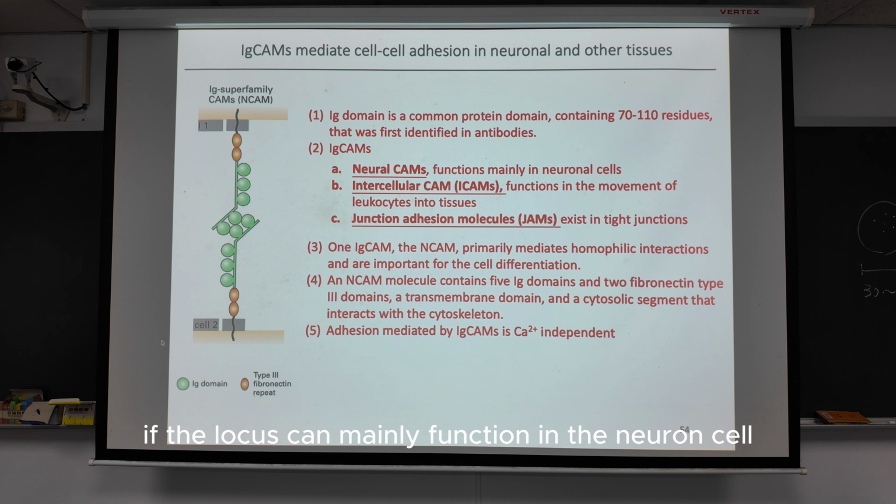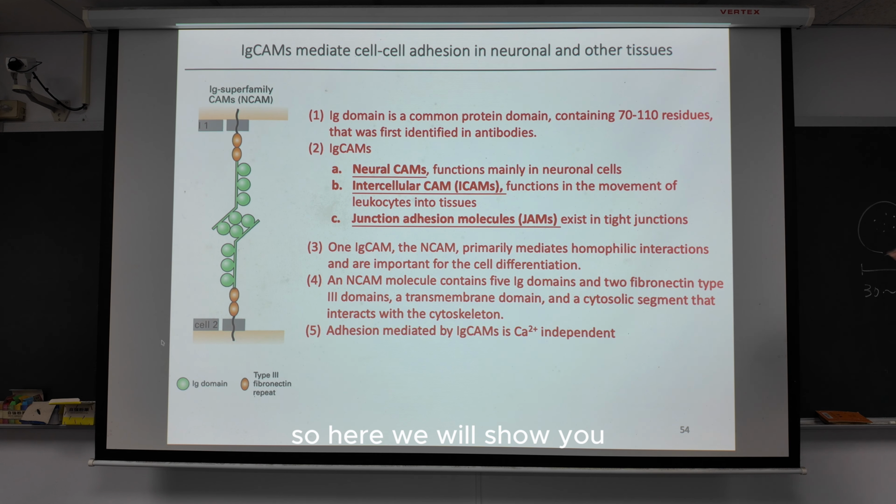Some mainly function in neuronal cells, and they are called neuronal CAMs or NCAMs. Or the intercellular CAMs, the ICAMs, function in the movement of leukocytes into the tissue, which we will introduce more. And the JAMs are the ones we already introduced before in the tight junction. They are the major CAMs of the tight junction.